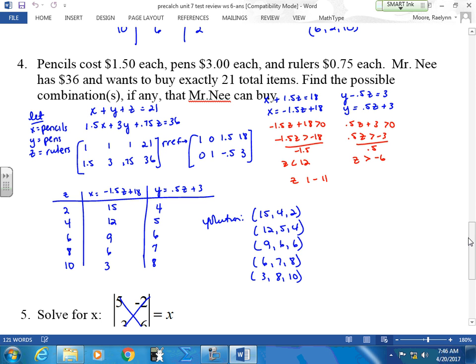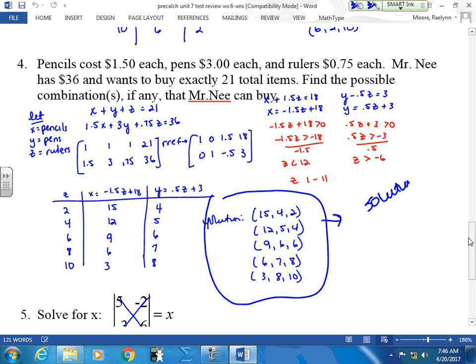But your final answer should look like this. I don't want your table as your final answer. This is your solution set. Why do you go like 15, 4, 2? Because it has to go in order, X, Y, Z. Oh, yeah. So it has to be X, Y, Z. If I don't get it like this, you're going to lose points on that. Okay? X, Y, Z.